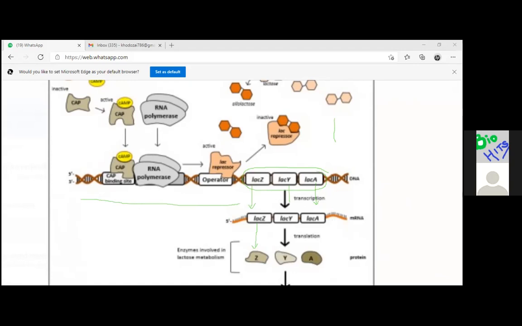Now, before going into that detail, you have to remember there is one thing which is known as the promoter region, P region. What is a promoter region? The promoter region is present on DNA, and it facilitates the process of attachment of RNA polymerase.